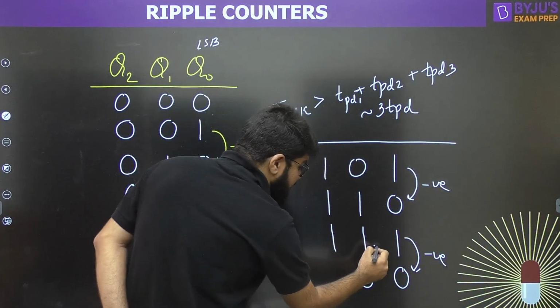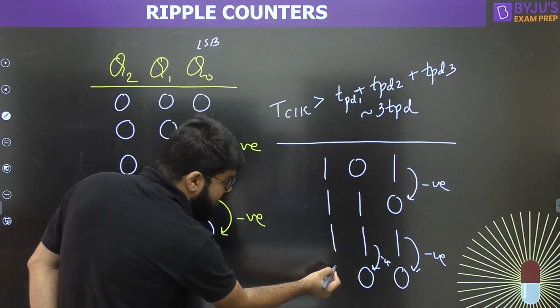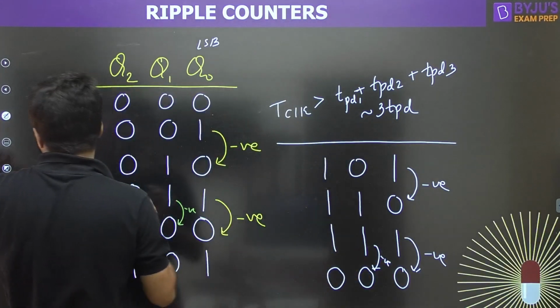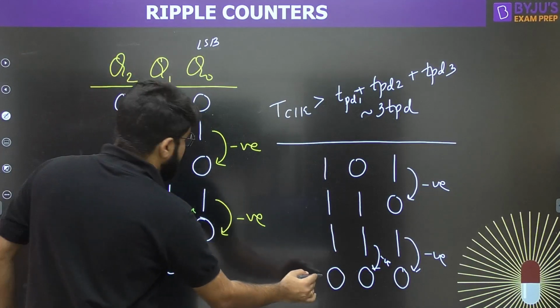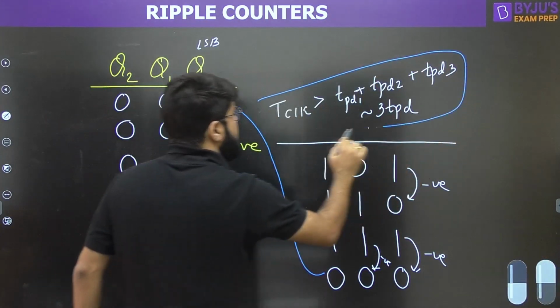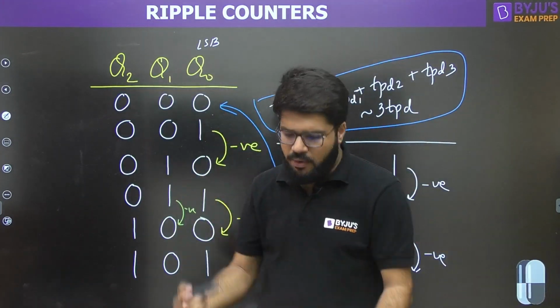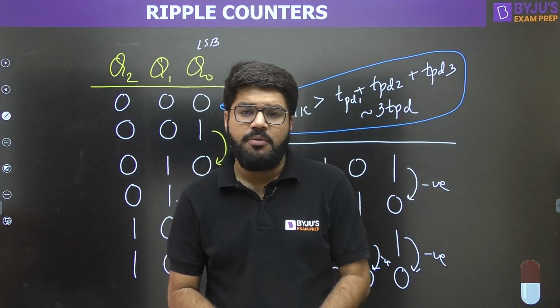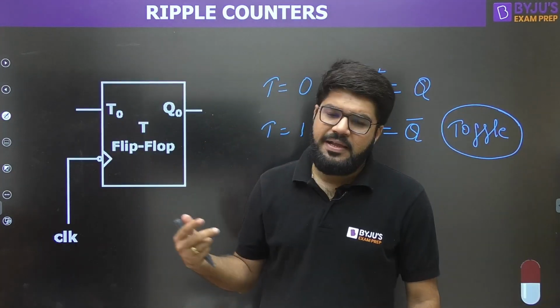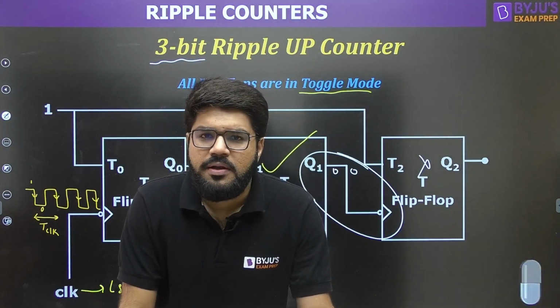This also toggles, and this also shows a 1 to 0 negative edge transition, and its corresponding next flip-flop will also toggle. And where do you reach? You reach 0, 0, 0, which is the beginning state, the starting state, and hence the flip-flops will keep counting from 0, 0, 0 to 1, 1, 1, and hence it is a 3-bit ripple up counter.